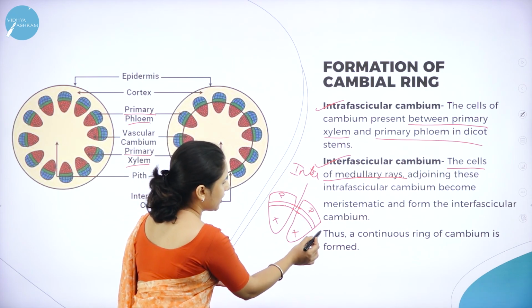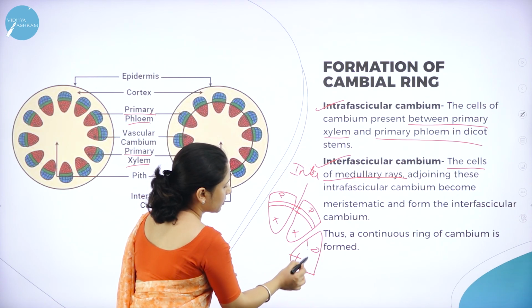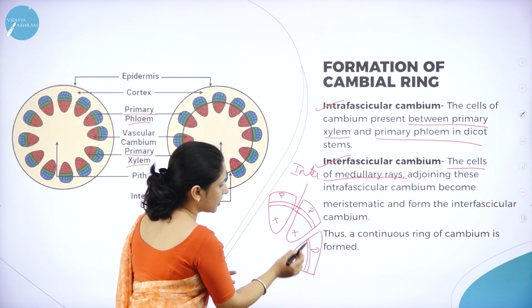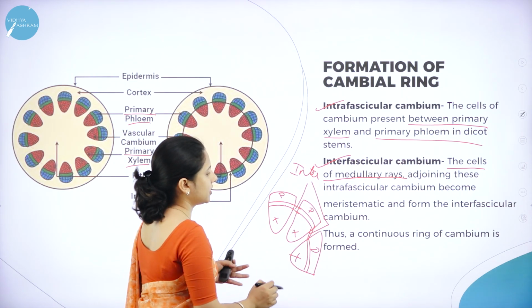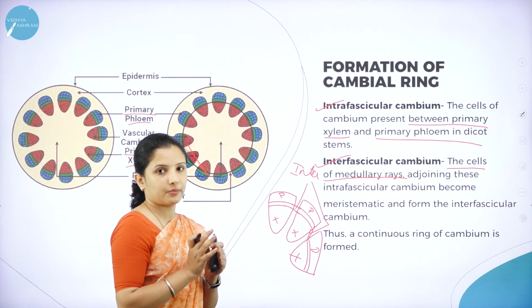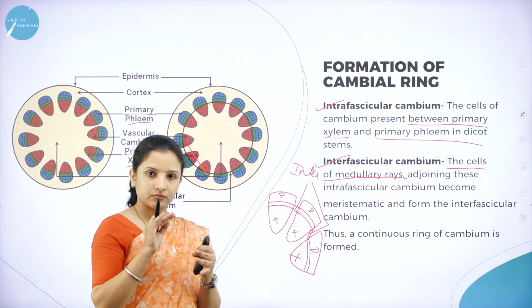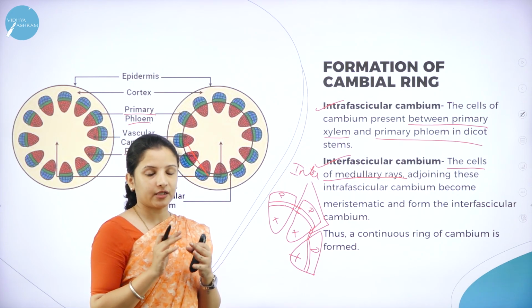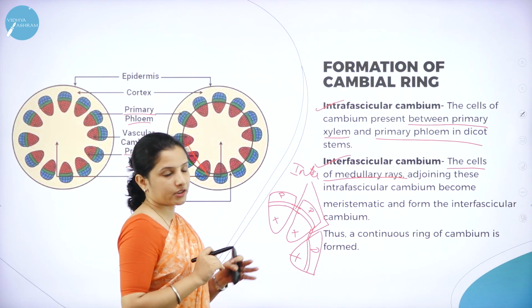So again here, in one vascular bundle the intrafascicular cambium would have already been formed, and this again, the extension of the cambial ring, will be interfascicular cambium. So if it is between xylem and phloem within a vascular bundle, then it is intrafascicular. If it is between the two vascular bundles, then it is interfascicular cambium.